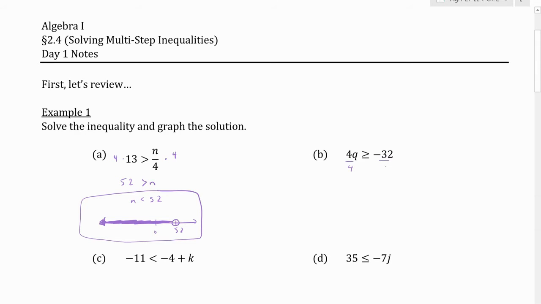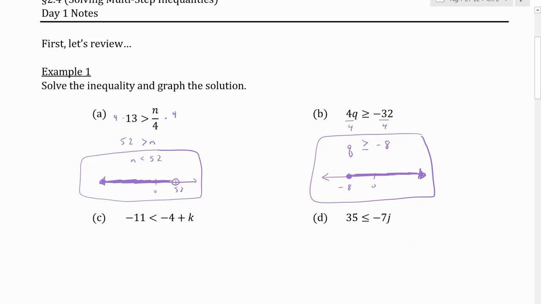We're going to divide both sides by 4. We're dividing by a positive, so we don't turn the inequality. We've got our variable on the left. We're good to go. There's all the numbers represented graphically that are greater than or equal to -8.